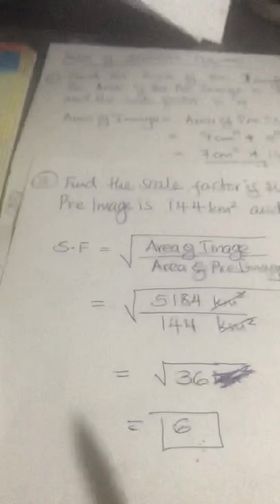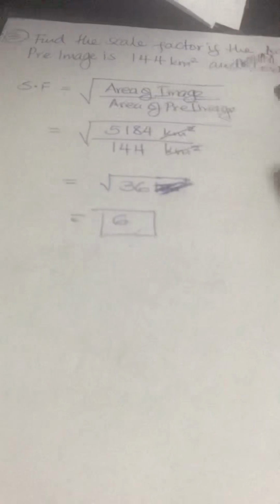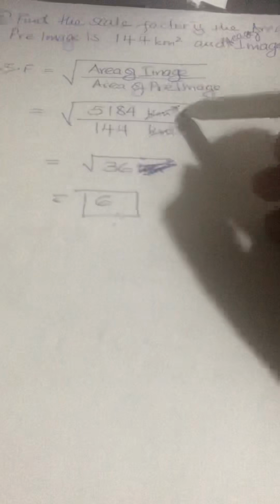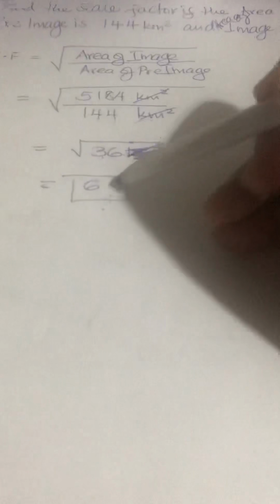Okay, so then we do find the scale factor if you've been given the area of the pre-image and the area of the image. So to find the scale factor, you will square root the area of the image divided by the area of the pre-image. As usual, when you have units that are the same, they will cross out or they will divide and be 1. Okay? Then 5,184 divided by 144 gives us 36. Then we still have to find the square root, and the scale factor is 6.